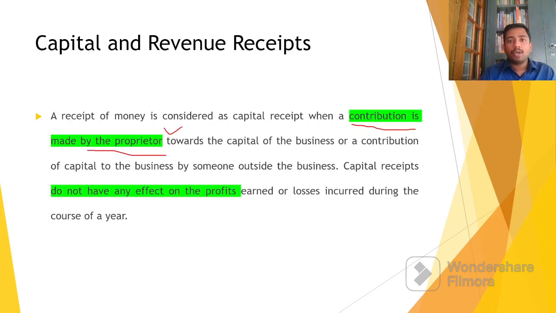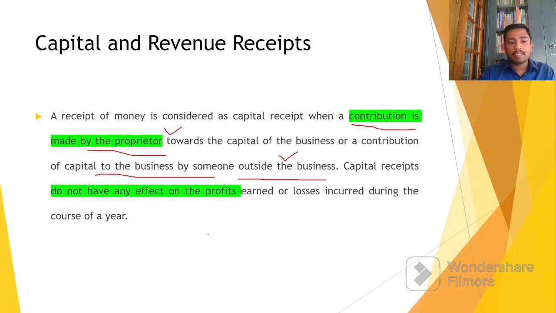So any amount which is brought into the business by the owner or any amount which is brought into the business by someone else outside the business, both are considered as capital receipt. Receipt here means the amount is received. It may be either received from the proprietor or from a person outside the business. Such type of money is known as the capital receipts.